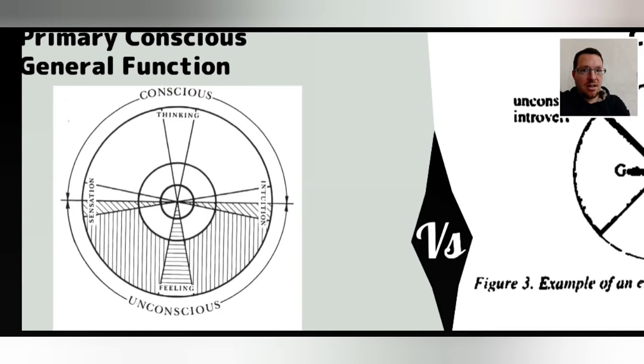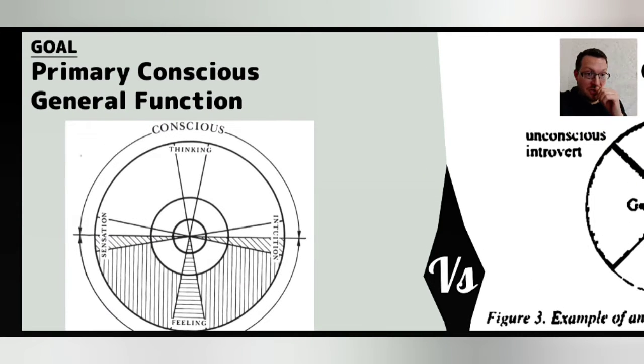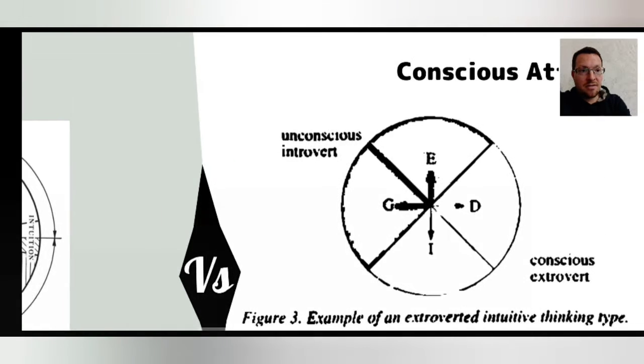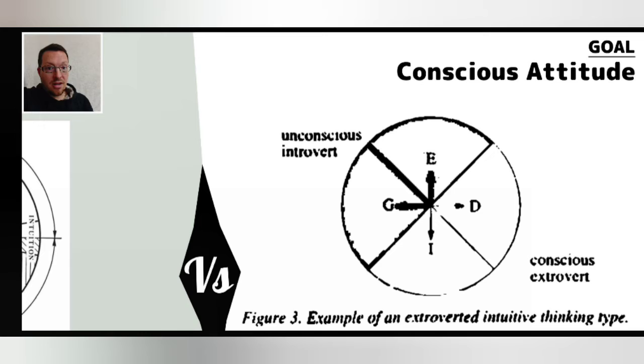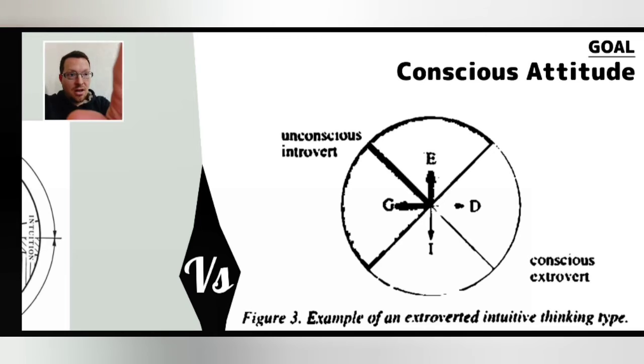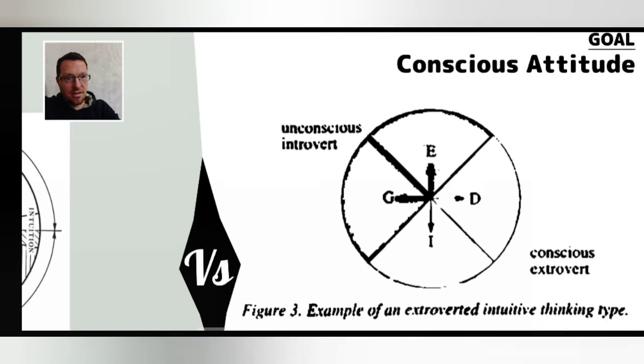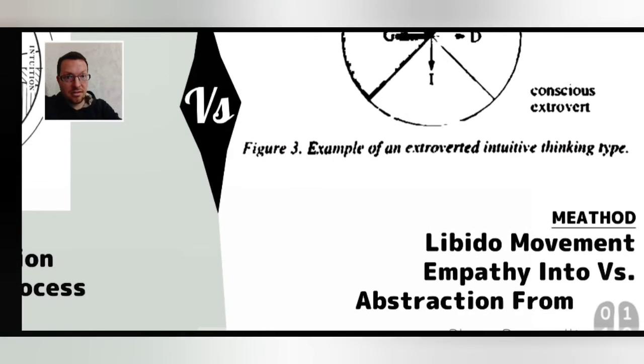So then once you've got your primary conscious general function, the second half of the test will be trying to determine what your conscious attitude is, or your unconscious attitude, being introverted or extroverted. So if your conscious attitude is extroverted, then your unconscious attitude is introverted. That's also very different from Myers-Briggs. Please check the disclaimer video before commenting.